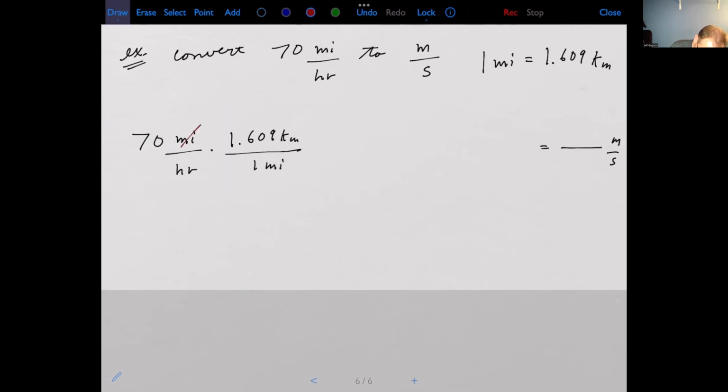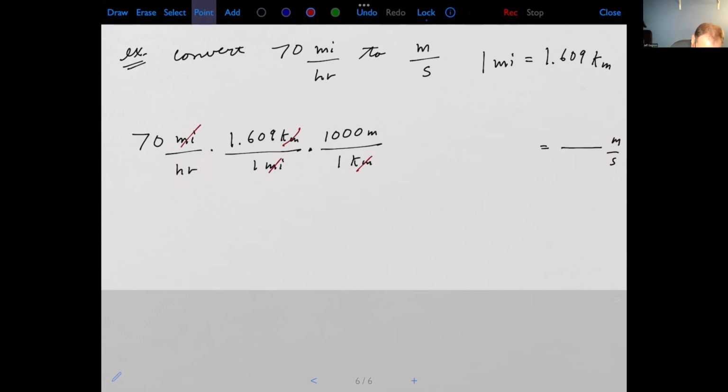Then miles will cancel. So right now I have kilometers, but really I want meters in my answer, in the numerator. So I need to go from kilometers to meters. Well, we know that there's 1,000 meters in 1 kilometer, so I can multiply by 1,000 meters over 1 kilometer. Now we'll see here that kilometers cancel. So now I have meters in the numerator and I still have hours in the denominator. We didn't do anything with this yet. Ultimately, I want seconds in the denominator.